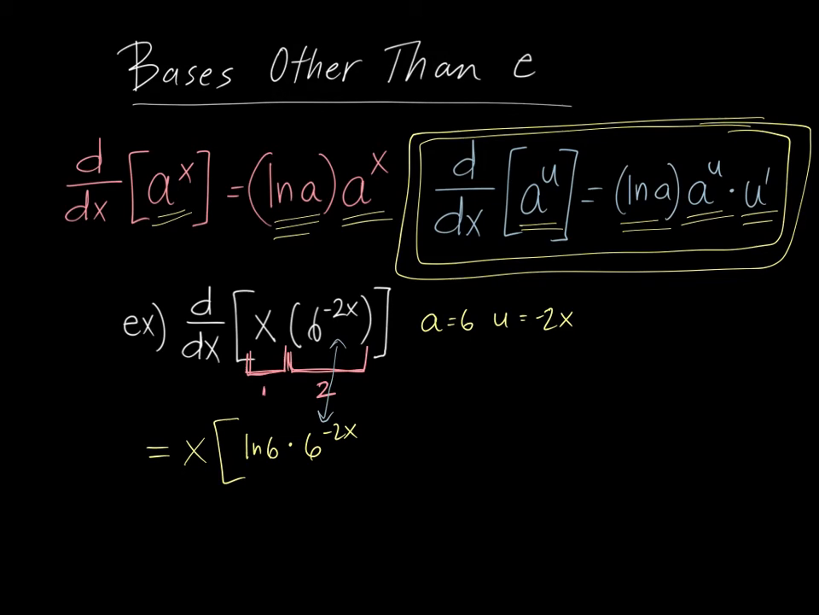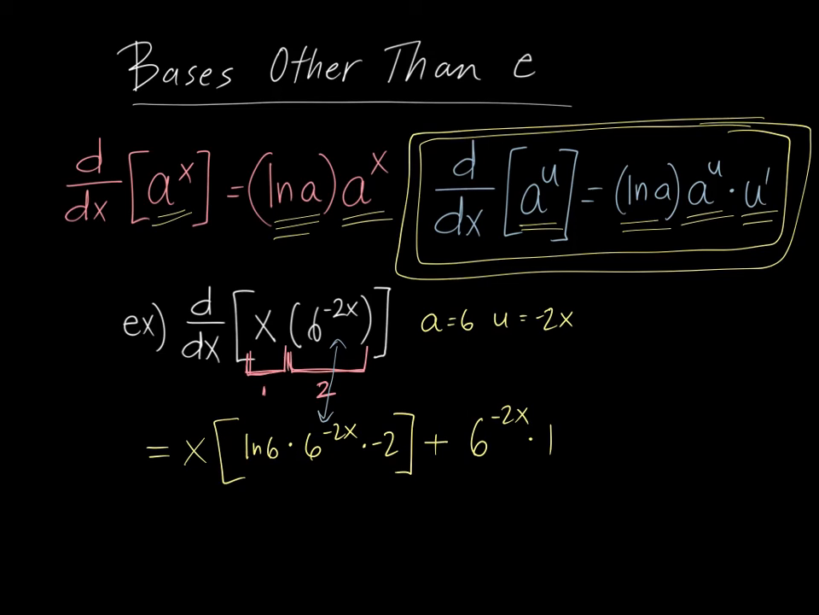So back to this u prime, the derivative of u is negative 2. I'm not going to try to simplify too much. Just get everything written out and worry about simplifying later. Get the derivative taken and then go back and worry about simplifying it. So this is just the first part of my product rule. That was first times the derivative of second, plus the second, which is 6 to the negative 2x, times the derivative of the first, which is just 1, because the derivative of x is 1.